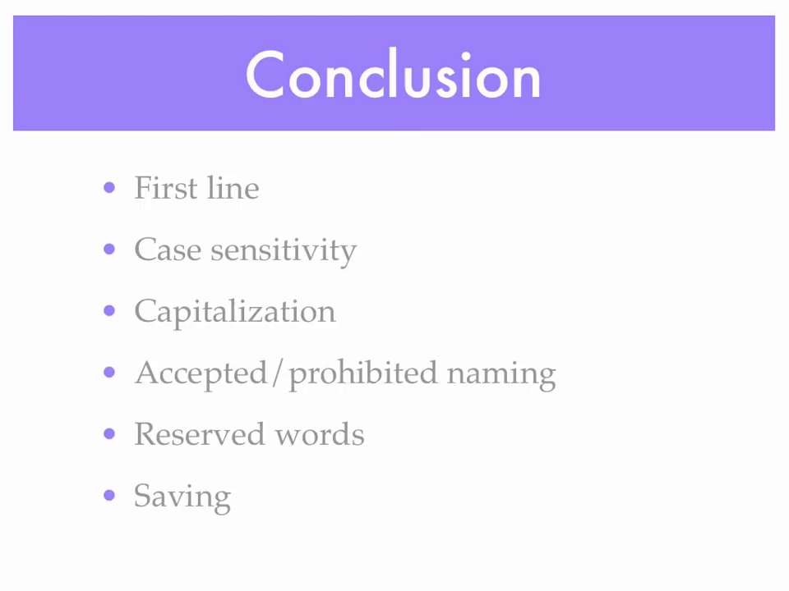All right, we know about class names. It's the first line. It's case sensitive. By convention, we capitalize the first letter of the class name, and the first letter of any interior words, using that camelback notation. We have accepted and prohibited naming conventions, and a number of reserved words, and we know that we must save any file by the name we declare it as. All right. Any questions on this one?